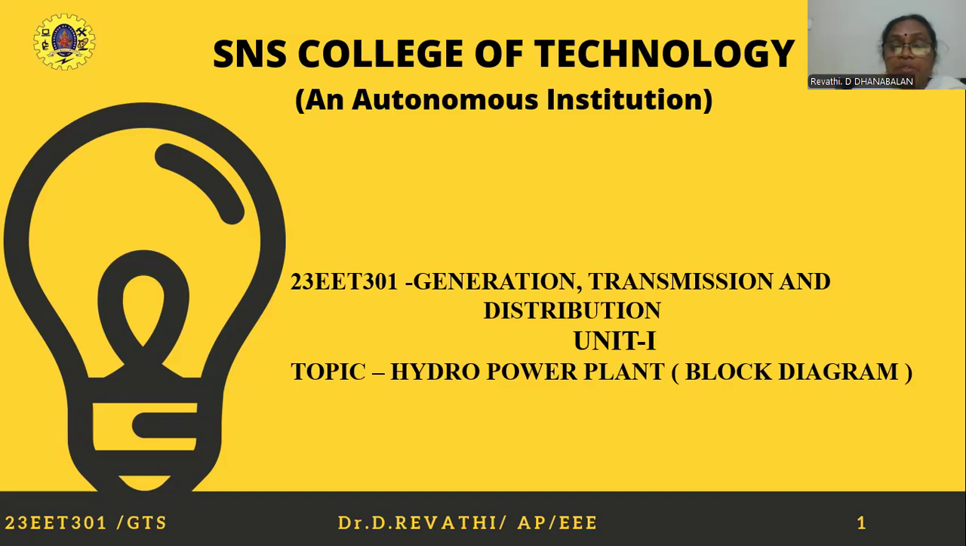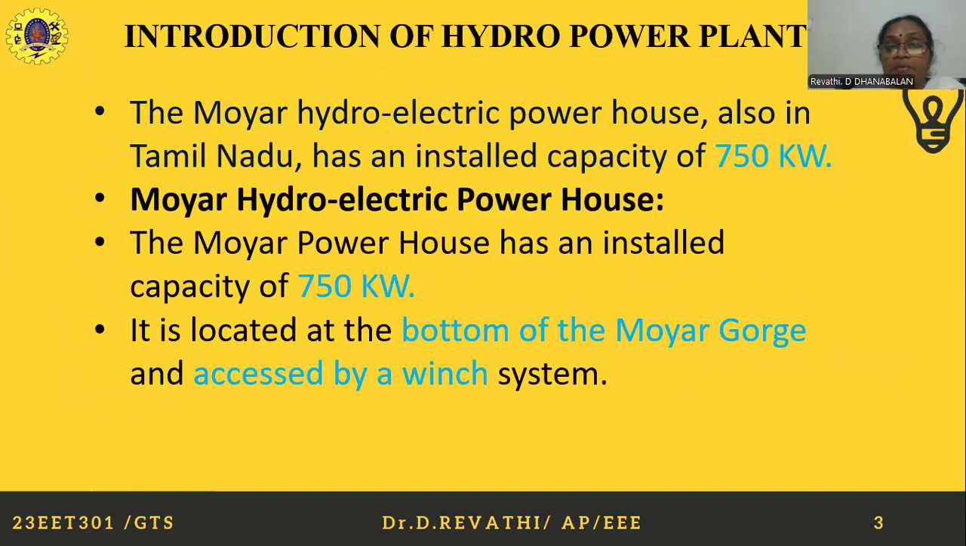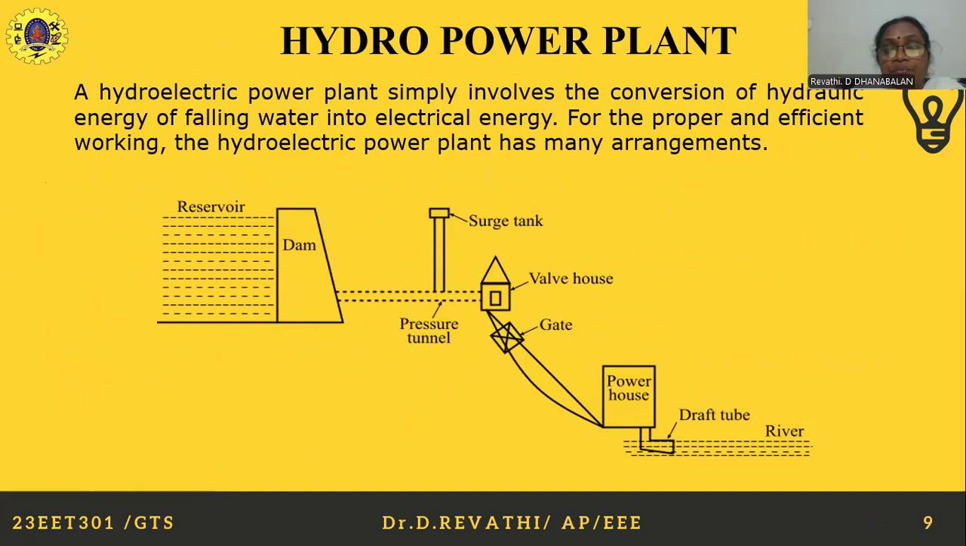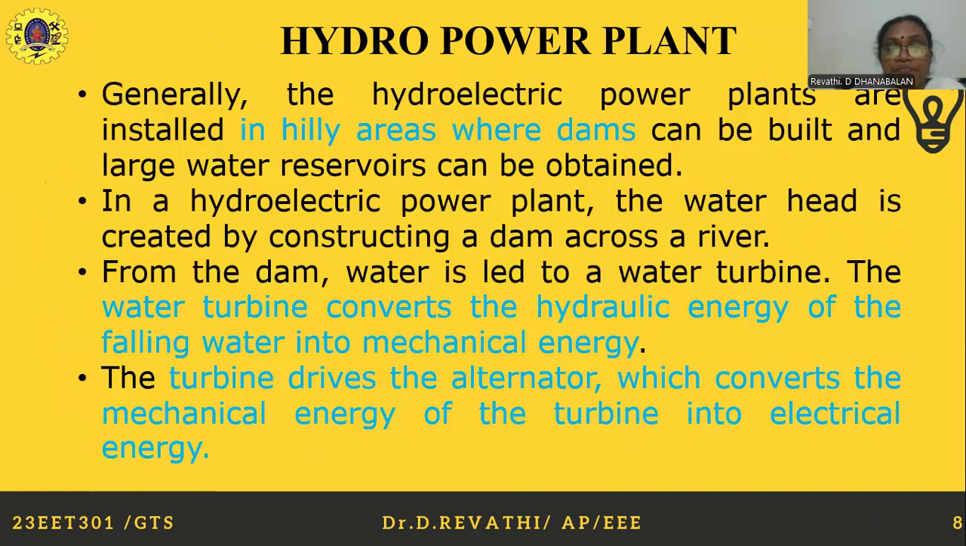So now we are going to see how the hydropower plant works. In the last class itself, I showed this diagram of the Kunda power plant. Normally we locate the hydropower plant near hill areas, and it consists of a dam and the turbine.